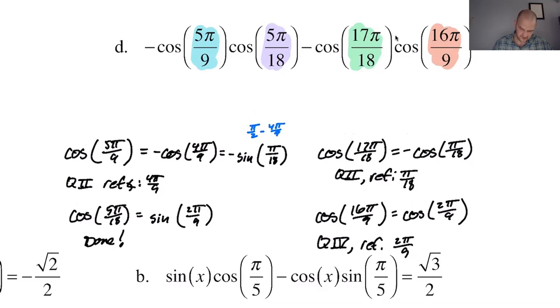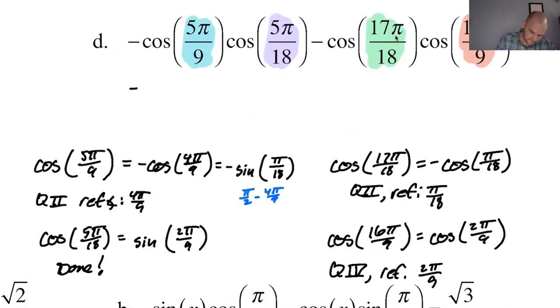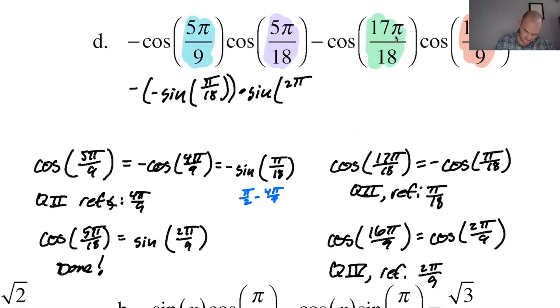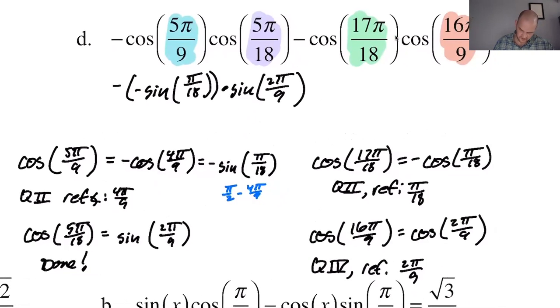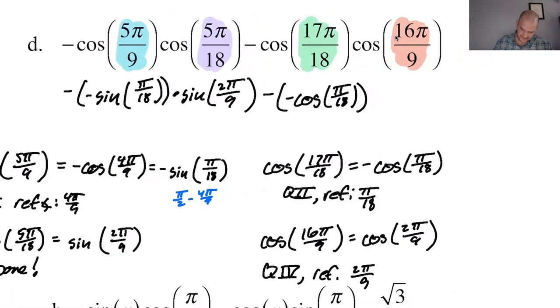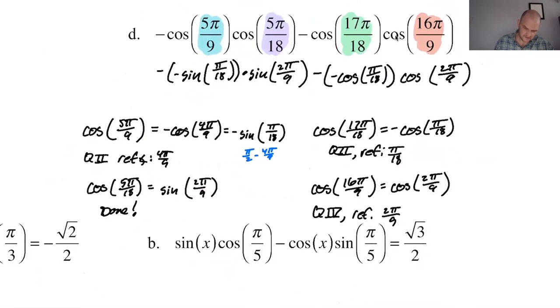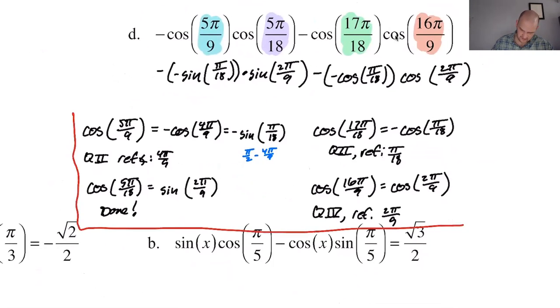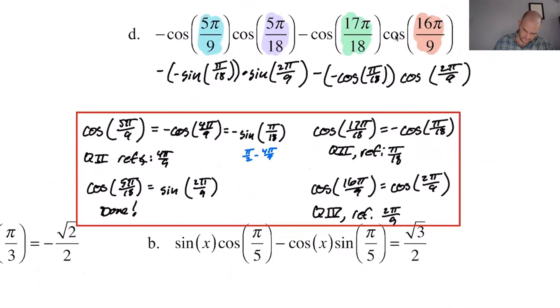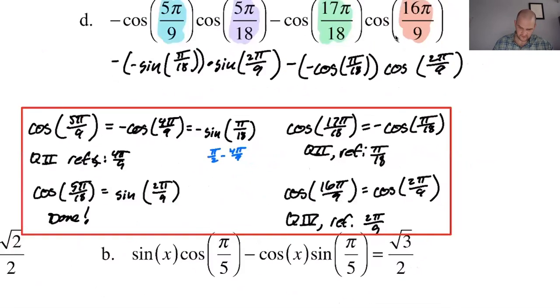So now let's make some substitutions. I'm trying to clear some space. Let's put that down there. All right, direct substitution. It's going to be negative, and then negative sine of pi over 18. Cosine of 5 pi over 18 is going to become sine of 2 pi over 9. So sine, and now the next two are going to be cosines, which is good, minus negative cosine of pi over 18. And then the cosine of 16 pi over 9 is the cosine of 2 pi over 9. Okay, so far, pretty good. I'm going to box this off as my work. All right, so far we're on our way.